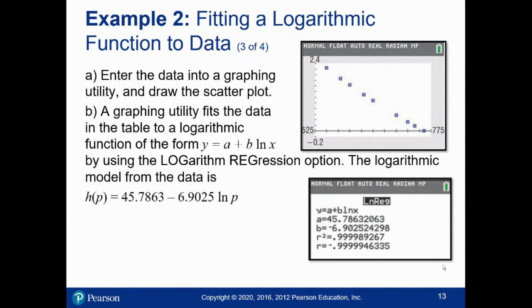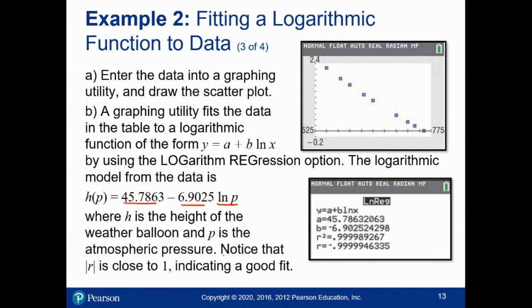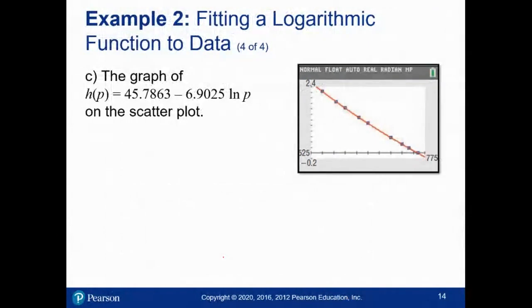So here is our function. We took a plus b ln x. Notice that b is negative. So we have 45.78 minus 6.9 log p. r is very close to 1, so this is a very nice fitting function. As plotted, it appears to go through those points almost exactly.